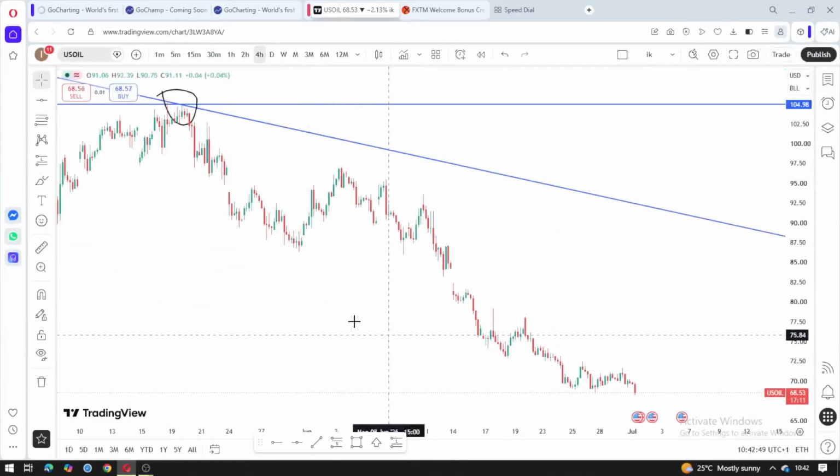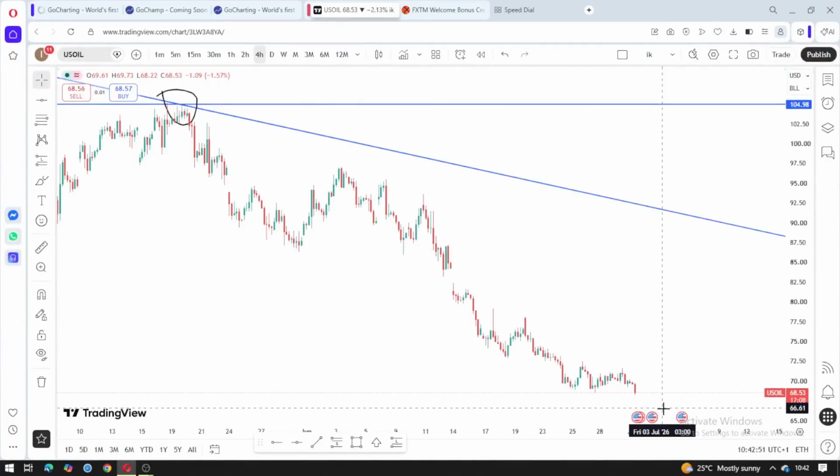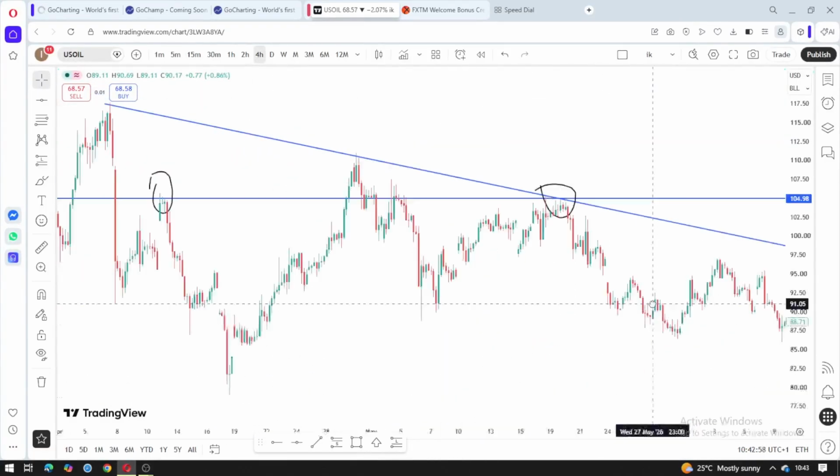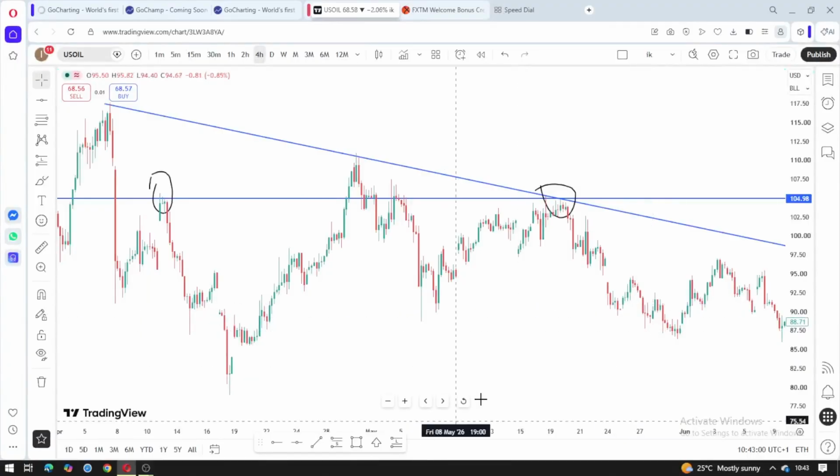And what happened? Price kept going down. Did you see how far price has moved after that happened? No forcing, no nothing, just following the principle.